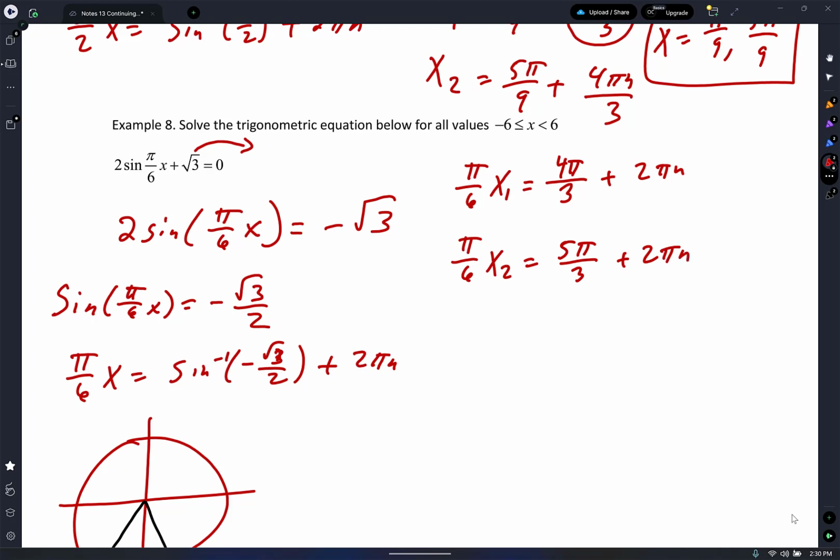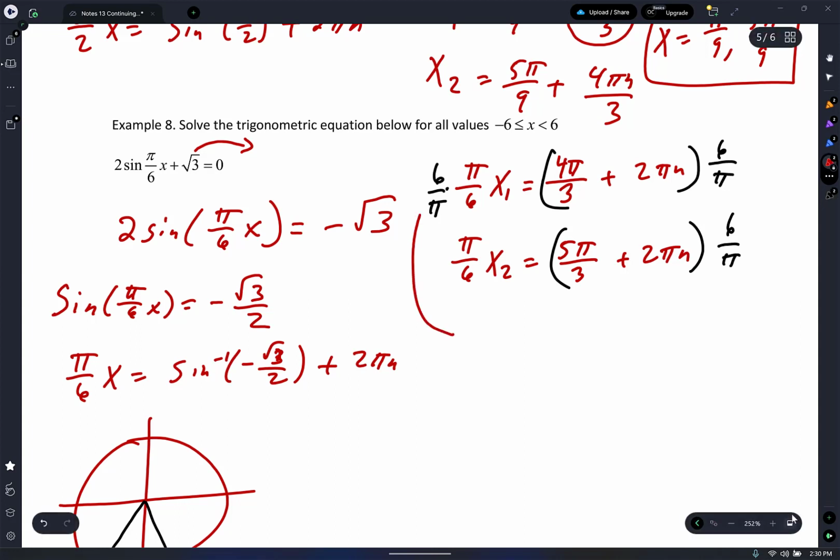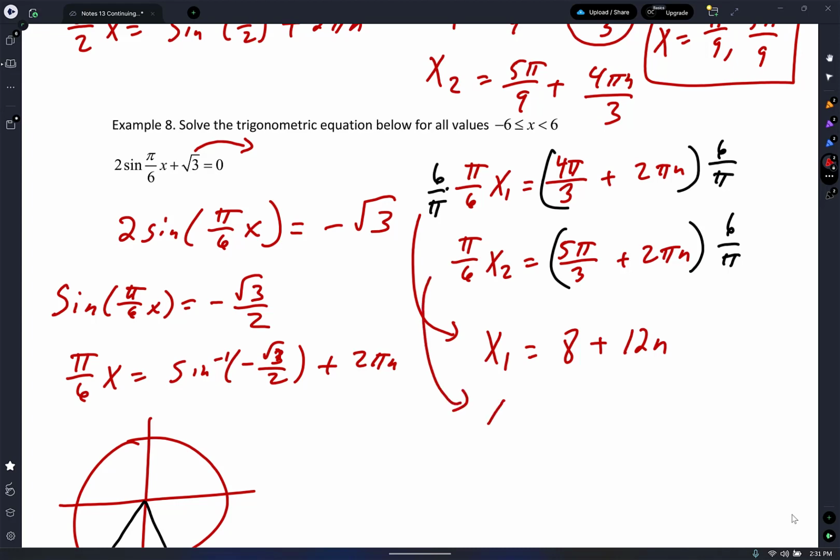We're still okay, guys? Last thing, multiply by 6 over pi. Whatever you do to one, you do to all of them. And here's what you get. I'm going to write this one first. x1 equals, let's see, 3 goes into 6 twice. 2 times 4 is 8. The pi's cancel out. Plus 2 times 6 is 12, and the pi cancels out. 12n. And then here's my x2.